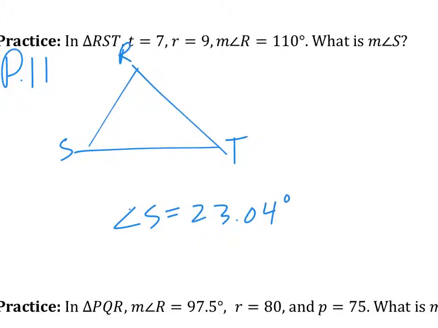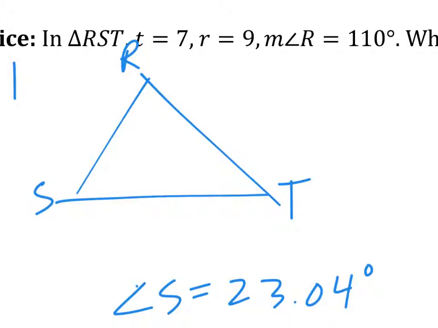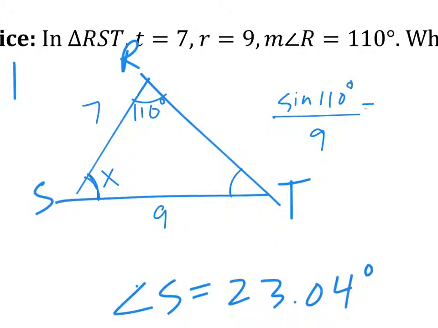All right? Okay, so this is not a one-shot question. We want to find this. Let's call this X. 7 is here, 9 is here. This is 110. So the question is, what is X? Well, there is no way of knowing X because there isn't even an opposite side available. So we have to find T first. Sine of 110 over 9 is equal to sine of T over 7.